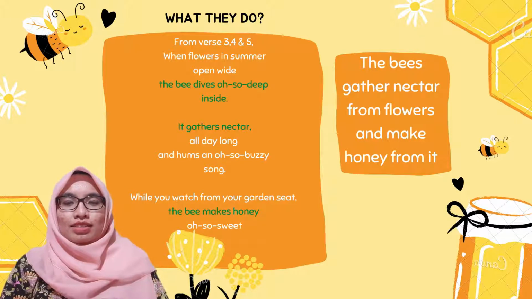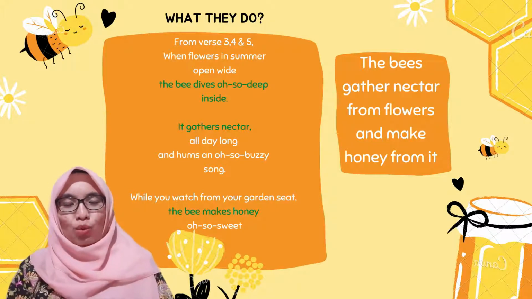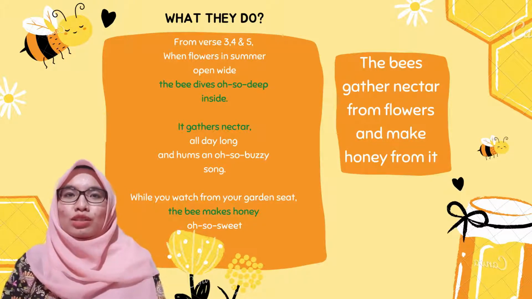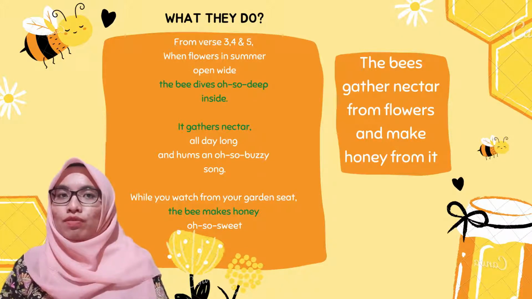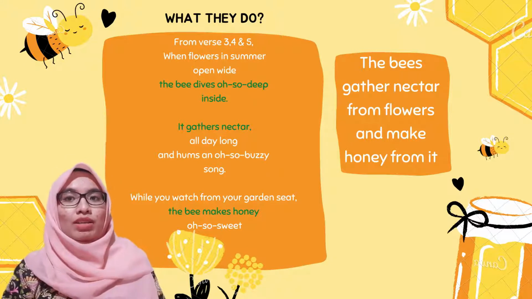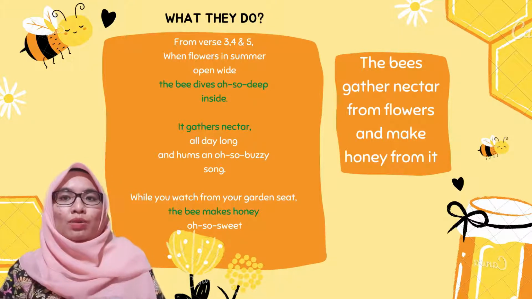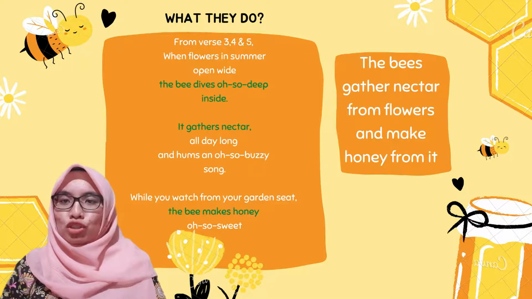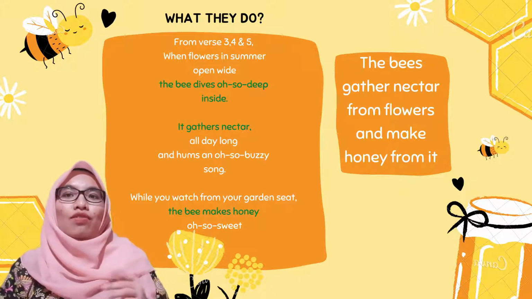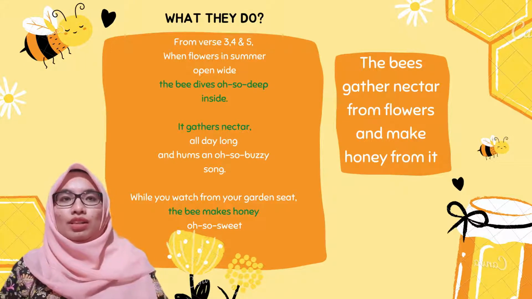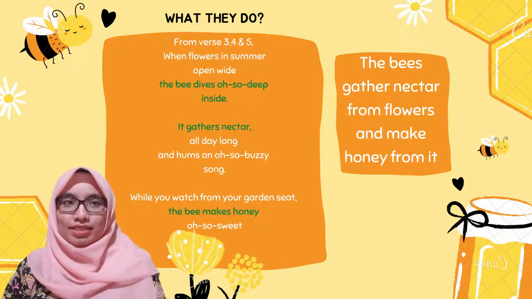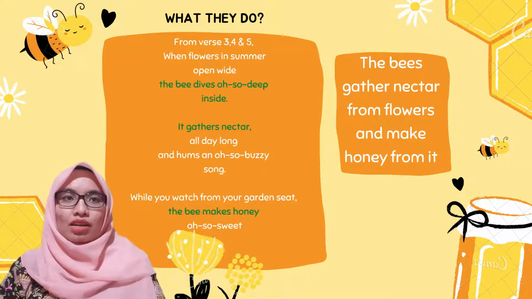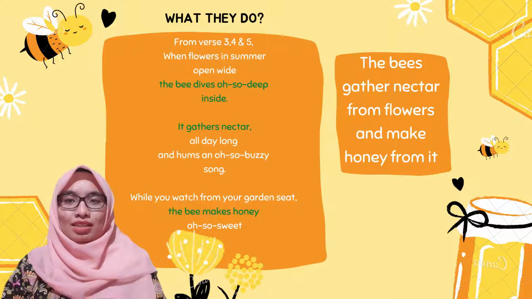Moving on, the next question is what do bees do? From the poem, we can say that the bees gather nectar from flowers and make honey from it. So how do we know this? We can see this in verse 3, 4 and 5. I have highlighted the lines which clearly show the actions of the bee, such as the bee dives oh so deep inside, it gathers nectar, and also the bee makes honey.